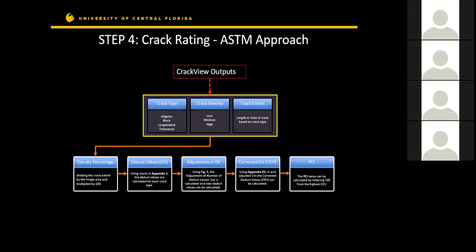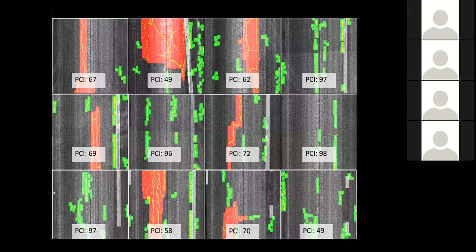And also we have ASTM, which is based on PCI, Pavement Condition Index. And using the features again, we can conduct this crack rating also. It divides into fatigue cracks and linear cracks, and low severity, medium severity, and high severity, with a PCI number at the end.